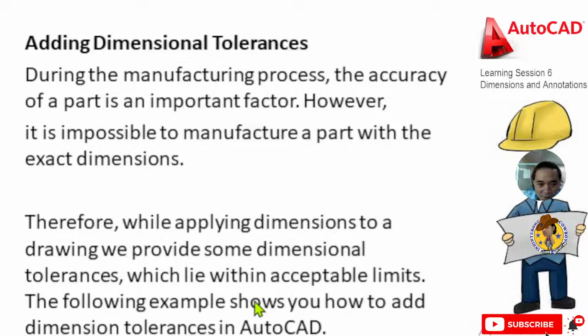Okay, so we are now on adding dimensional tolerances. During the manufacturing process, the accuracy of the part is an important factor. However, it is impossible to manufacture a part with the exact dimensions. Therefore, while applying dimensions to the drawing, we provide some dimensional tolerances, which lie within acceptable limits. The following example shows you how to add dimension tolerances in AutoCAD.